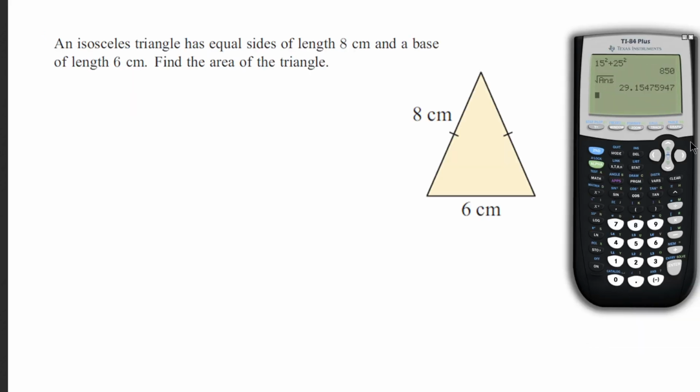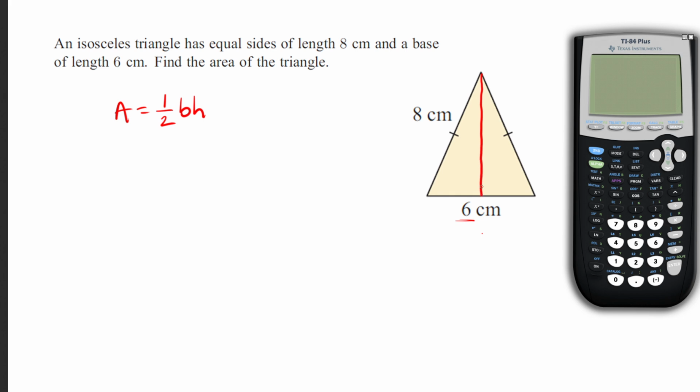Okay, here's another one, slightly more complicated. An isosceles triangle has equal sides of length 8 and a base of length 6. Find the area of the triangle. So we've basically got it here. We've got to work out the area of this triangle. Now the formula for the area of a triangle obviously is half base times height. Now we have the base here, which is 6, but we don't know the height of the triangle, but we can draw a line from the top going down.